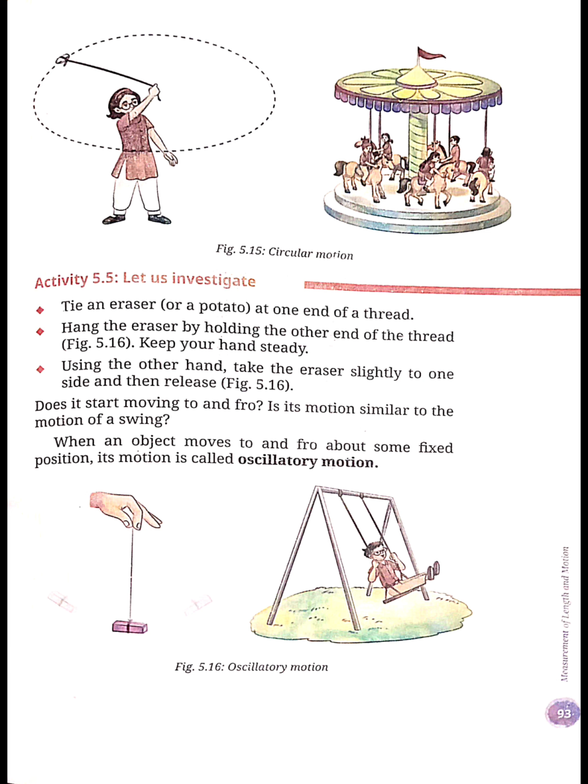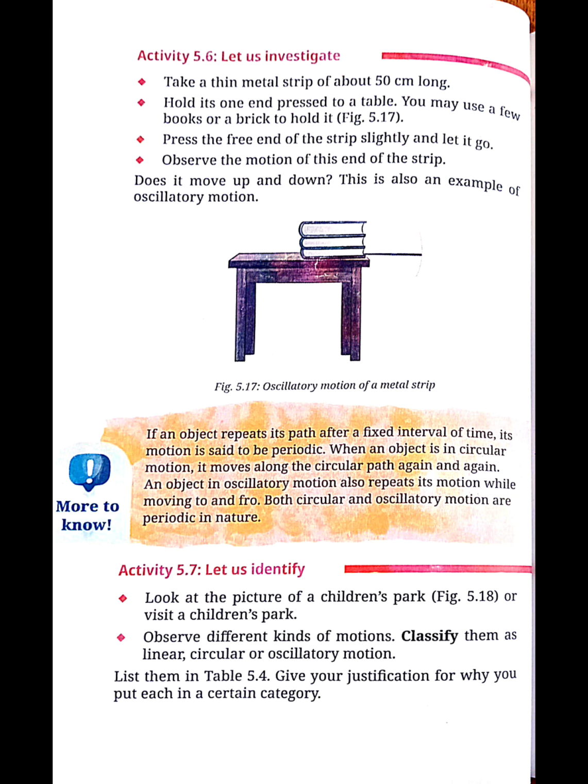Figure 5.16 Oscillatory motion. Activity 5.6. Let us investigate. Take a thin metal strip of about 50 cm long. Hold its one end pressed to a table. You may use a few books or a brick to hold it. Figure 5.17. Press the end of the strip slightly and let it go. Observe the motion of this end of the strip. Does it move up and down? This is also an example of oscillatory motion. Figure 5.17 Oscillatory motion of a metal strip.